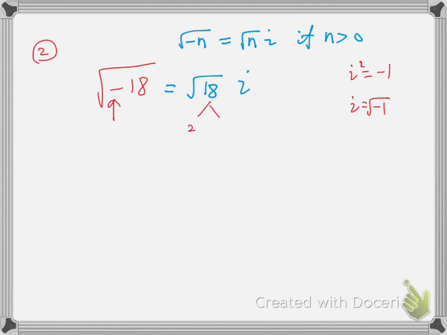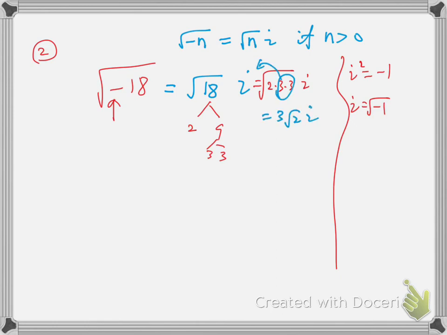Okay, so now for the square root of 18, we do factoring again, right? 2, 9, and then 3, 3. So we got the square root of 2, 3, 3, times i. So now the pair of 3 comes out. We got 3 radical 2 times i. Okay, 3 radical 2i. So the difference between positive and negative square root is the letter i. So that's number 2.